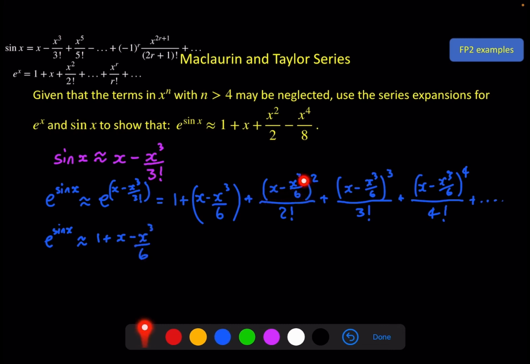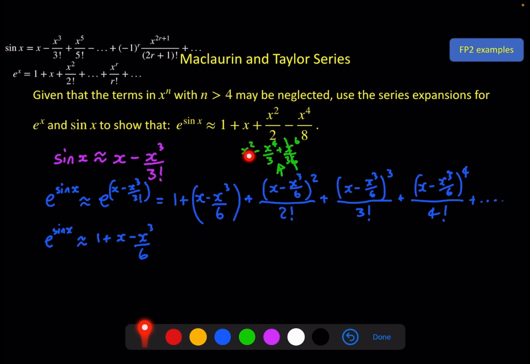Here we've got at least one term, x cubed squared, which will be too big. So let me think about what's here. Put this in green. If I square this bracket out, we get x squared minus 2 lots of x to the 4 over 6. So that's x to the 4 over 3. And then we've got x to the 6 over 36. So what I can see here is that I do not need this term. I put a cross through it, it is still there, but I don't need to write it down because anything bigger than power 4 can be neglected.